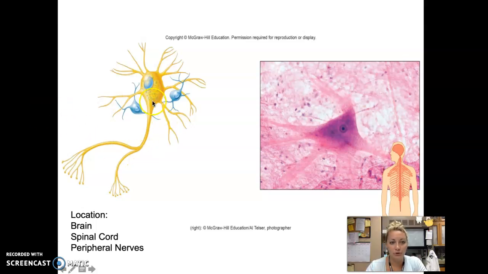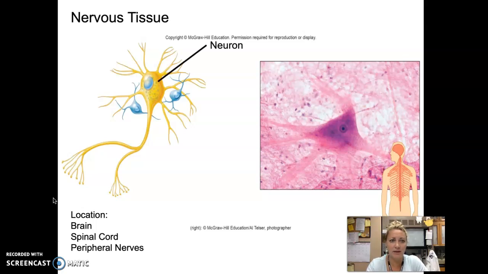With those peripheral nerves, these bodies are going to be back in your central nervous system, so in your spinal cord, and then this axon part is what extends all the way through your arm and out to your skin or your bones or your muscles, and there will be multiple of those in different areas, bringing that information back to your brain and sending information out for you to be able to do stuff.